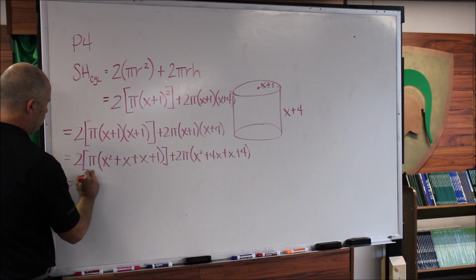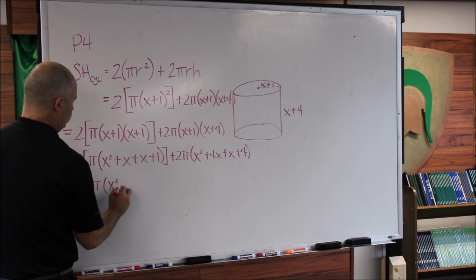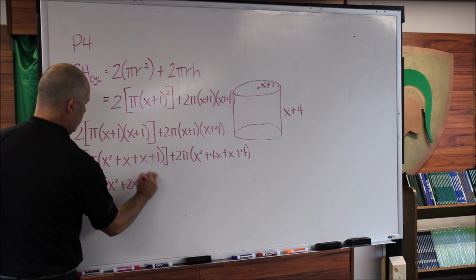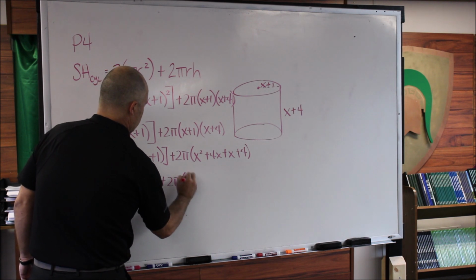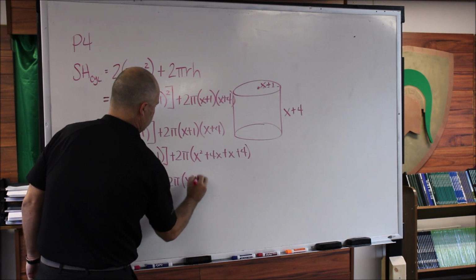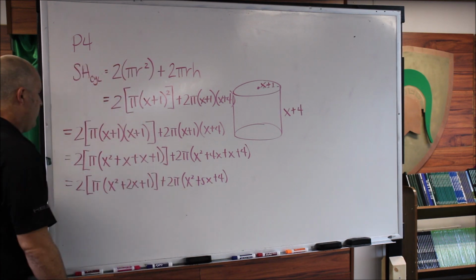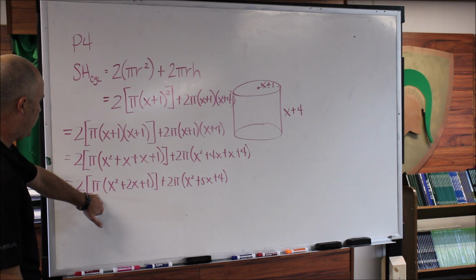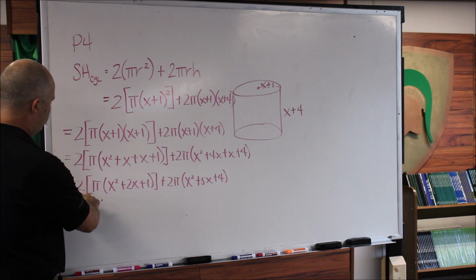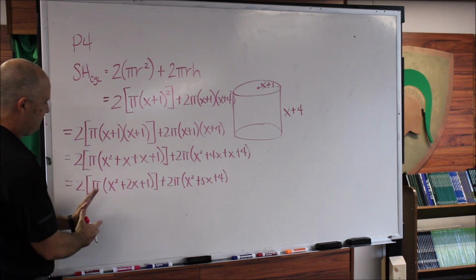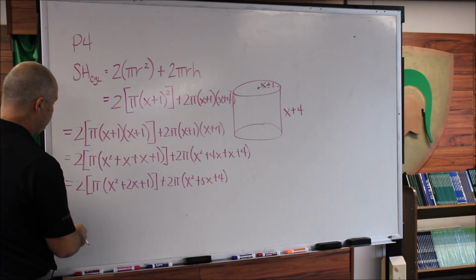So this becomes 2 bracket pi, then x squared plus 2x plus 1, plus 2 pi times x squared plus 5x plus 4. Then we need to take this pi and distribute the pi through. And we can go ahead and distribute both this 2 and the pi through, because if you think about it, it's another step down. We would have to distribute the 2 through to everything here.